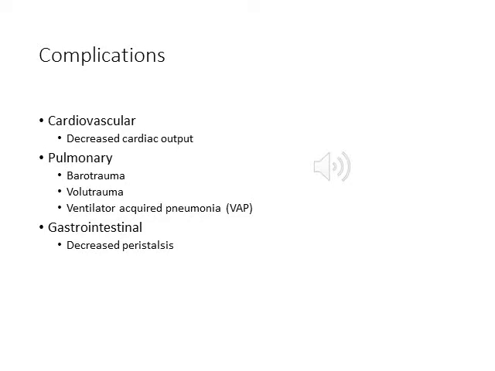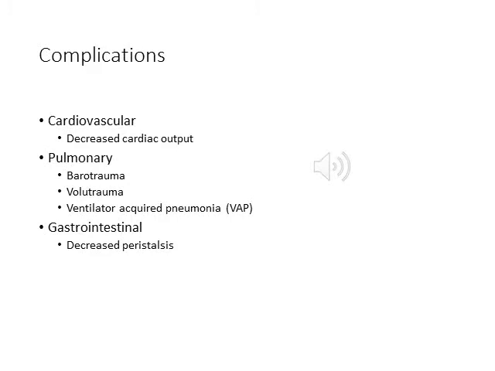Pulmonary complications that can occur include barotrauma, and this can be related to high lung inflation pressures with air leaving the alveoli into the pleural space, resulting in a pneumothorax. We also have volutrauma, and this is caused by delivery of large tidal volumes, which fractures the alveoli, allowing fluid and protein to seep into the lungs, causing a type of non-cardiac pulmonary edema.